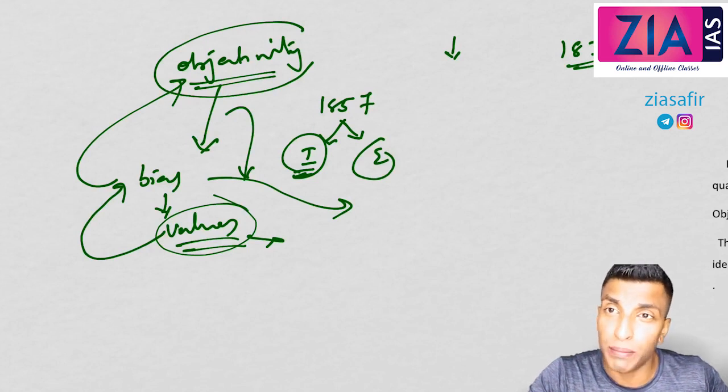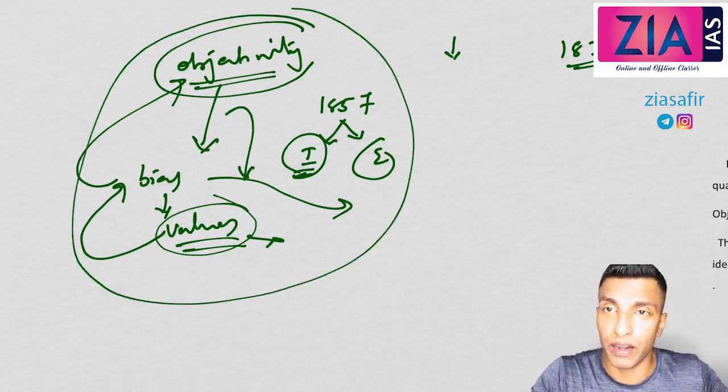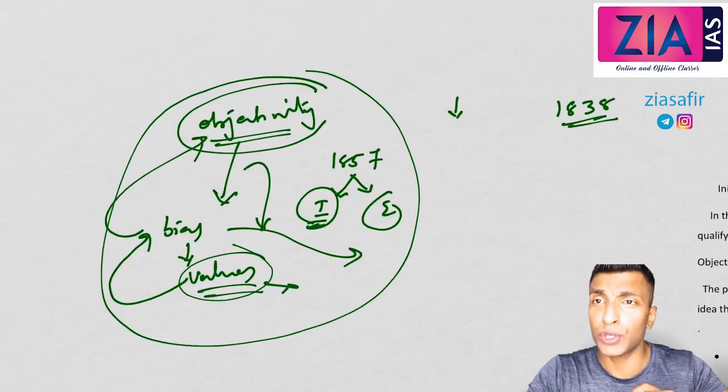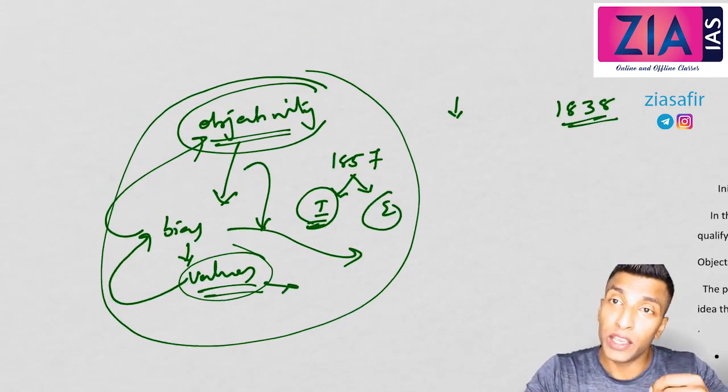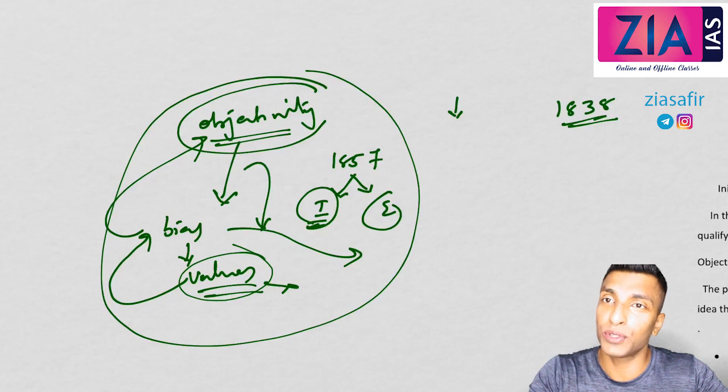So value neutrality is a basic precondition for conducting an objective study. I hope you understood the relation between objectivity and value neutrality. But in sociology, according to Weber, even if you accommodate values, you can be objective, because sociology is different to natural science. I'll come to that later, but that is some higher level understanding.